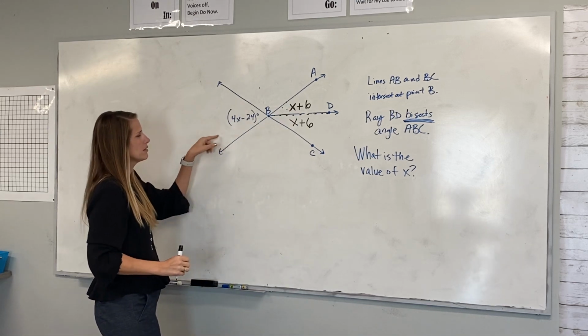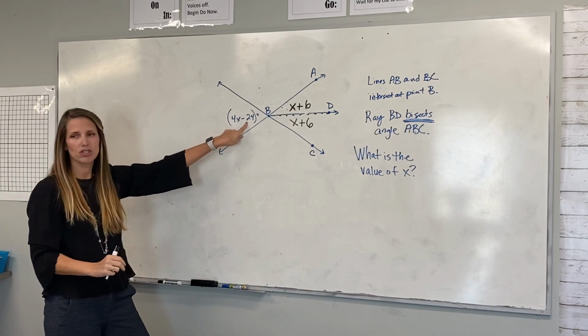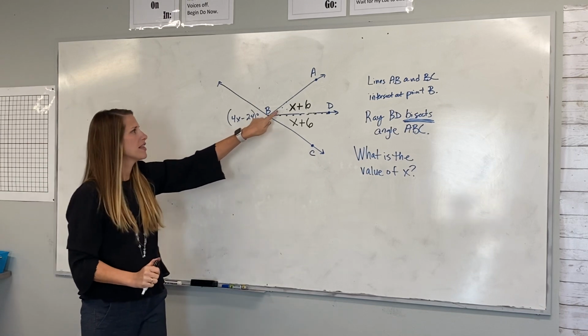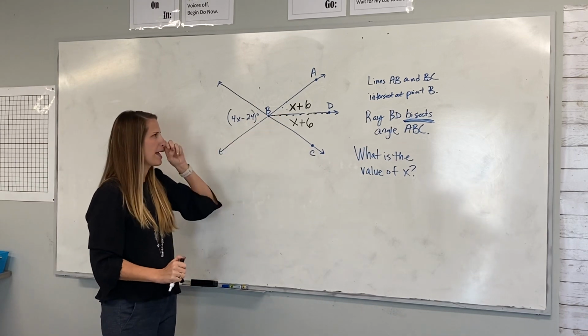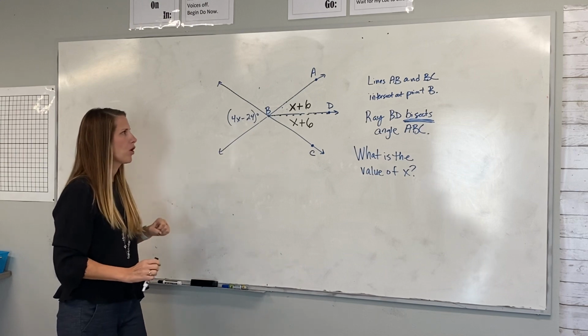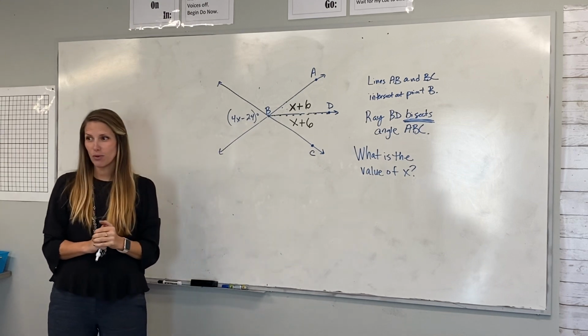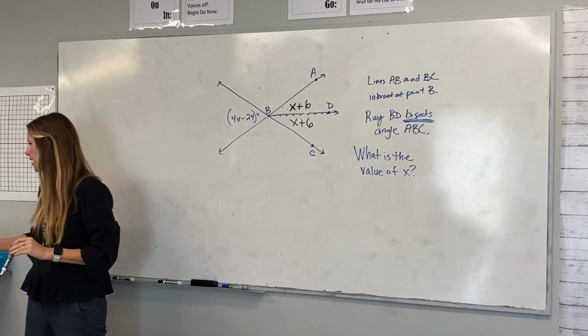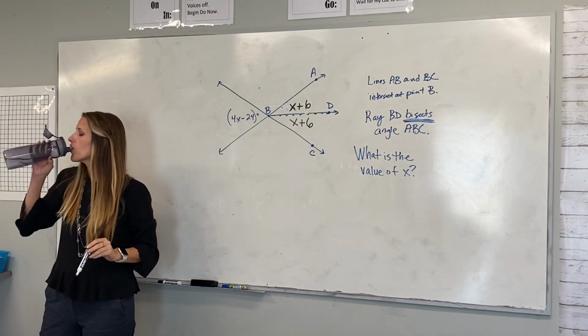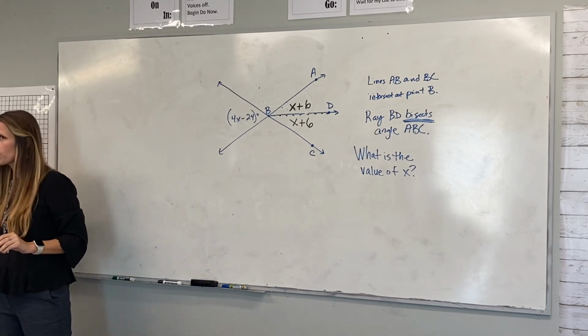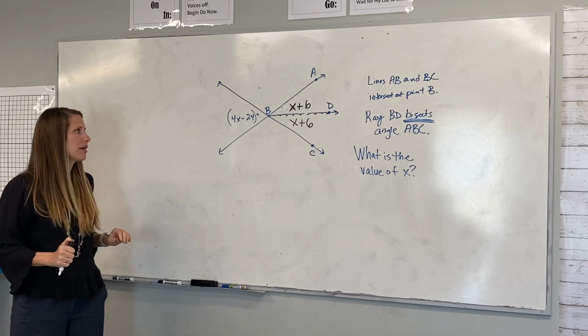This angle is represented by 4x minus 24 degrees. These angles are both represented by x plus 6. How can we find the value of x? And if you don't know the answer, that's okay. I'll break it down into smaller questions. We have like 3 minutes left. Thank you. I'll speed up a little bit.